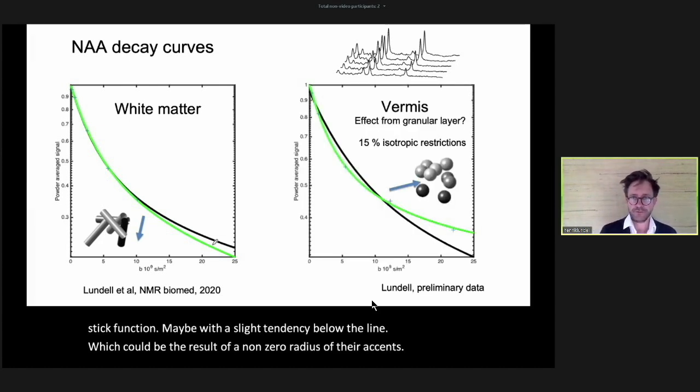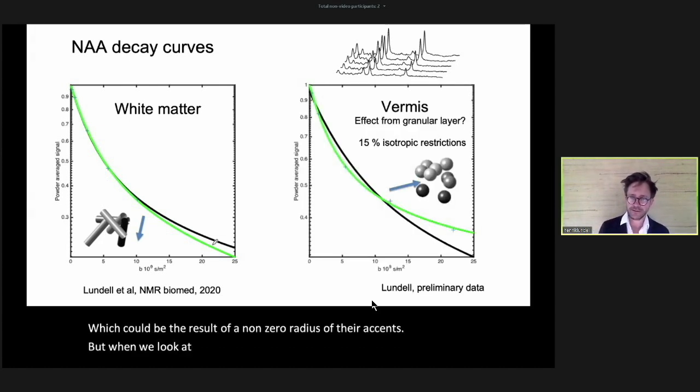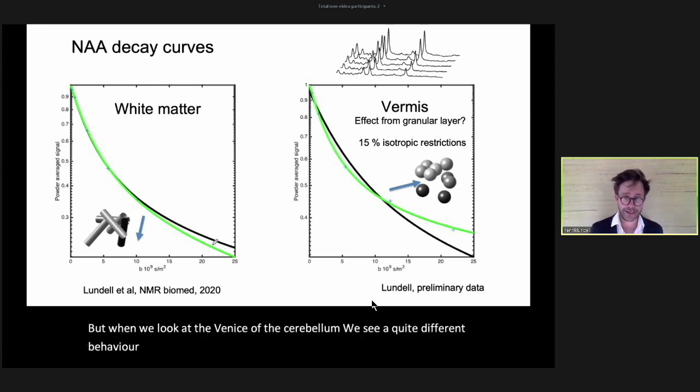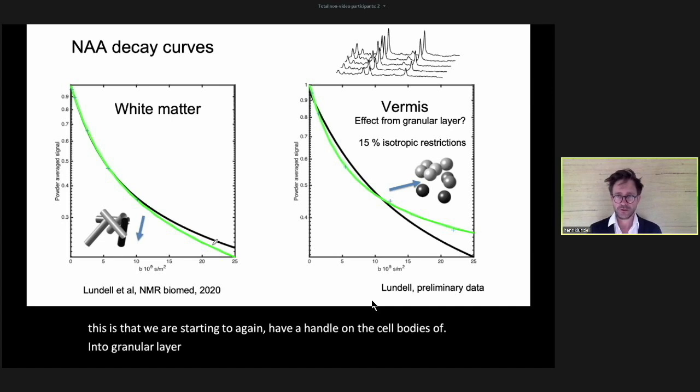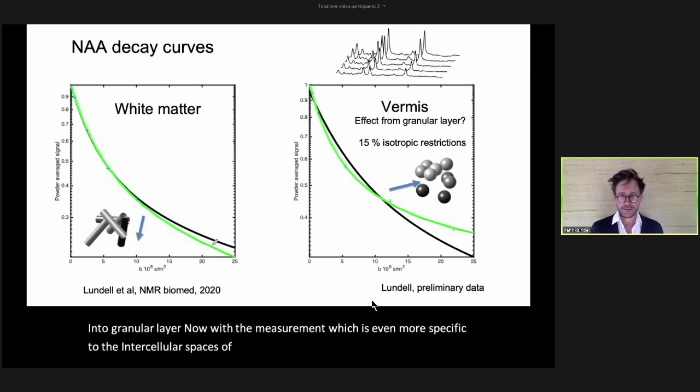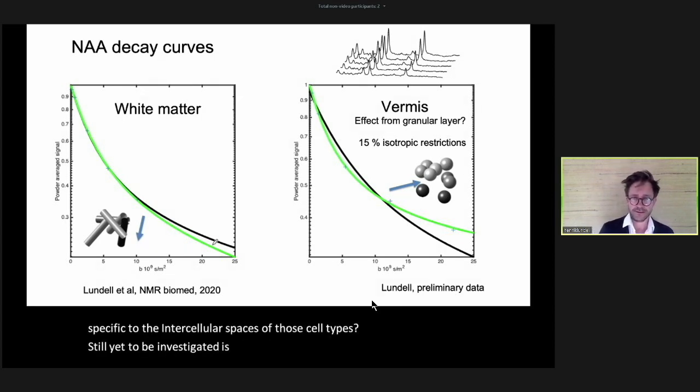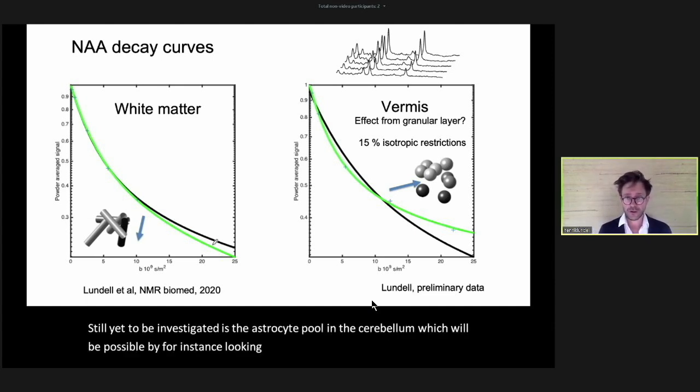But when we look at the vermis of the cerebellum, we see a quite different behavior. The curve goes the other way. And my interpretation of this is that we are starting to again have a handle on the cell bodies in the granular layer, now with a measurement which is even more specific to the intracellular spaces of those cell types. Still yet to be investigated is the astrocyte pool in this cerebellum, which will be possible by, for instance, looking at the choline diffusivity.